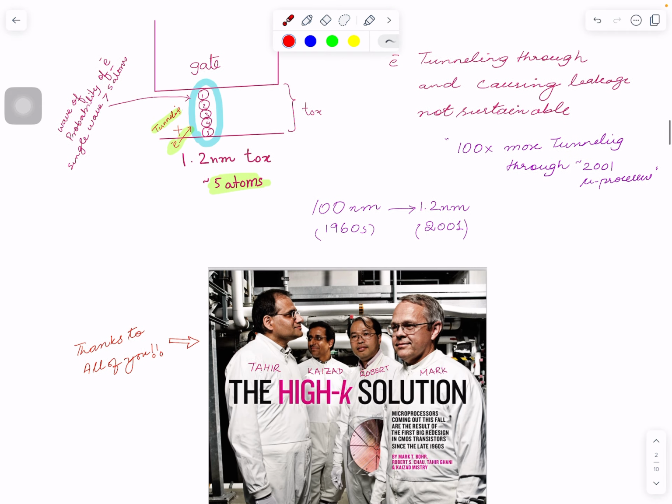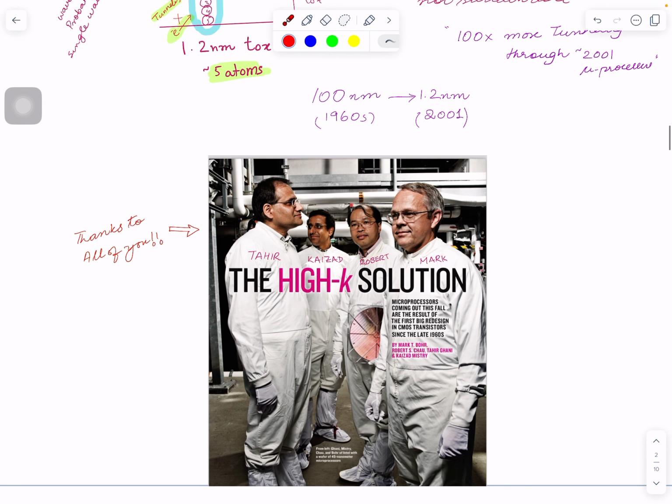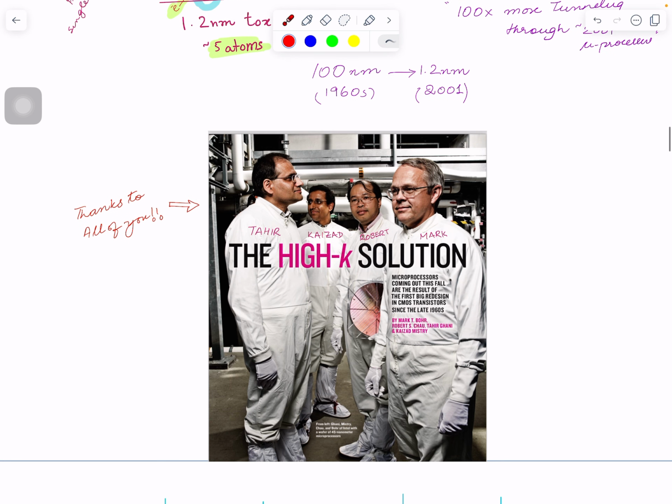So when we talk about 45 nanometer, here is a very good paper. They explain everything in a very nice way, and these four gentlemen, what a service they've been doing to Intel for so many years, and I've read so many of their publications and research papers. The technology guys at Intel, from left to right: Tahir, Kezad, Robert, and Mark. And this paper, if you search it, is publicly available.